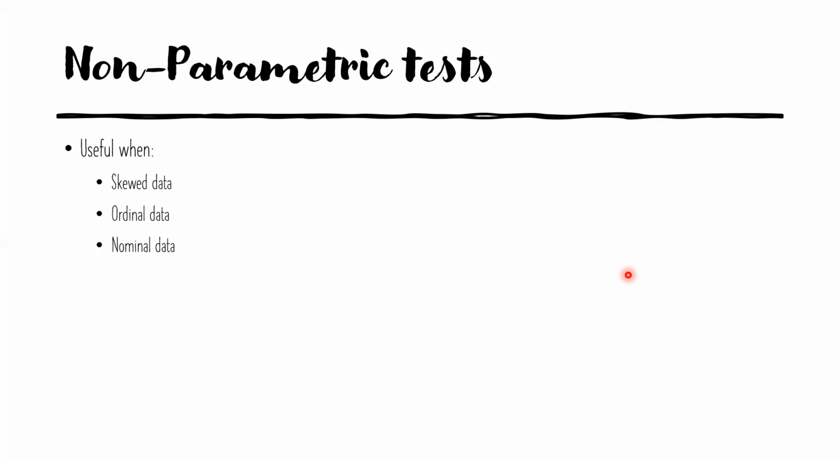It is applicable when we have skewed data, that is, when our continuous variable does not follow a normal distribution. It is also applicable to ordinal data, and there are some other applications, like nominal data, which are not discussed in this video. So basically there are two main types of variable in which we apply the non-parametric test, which we are discussing in this video: skewed data and ordinal data.